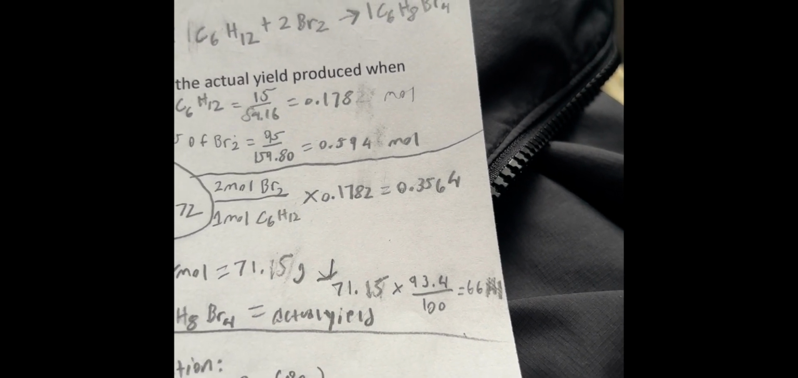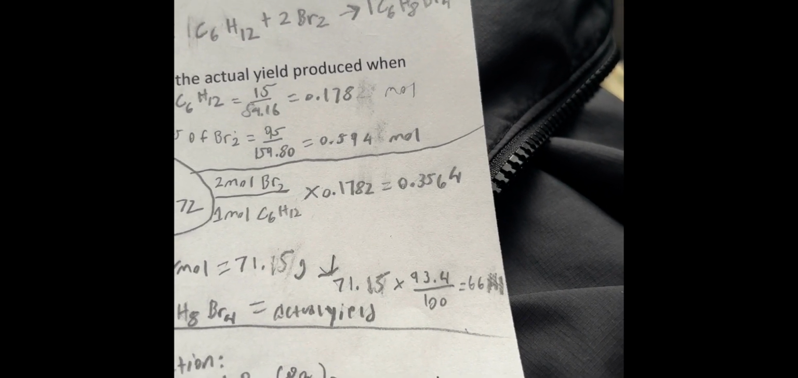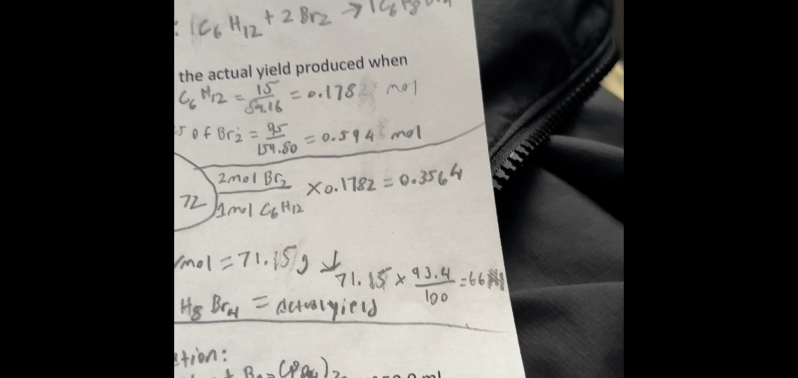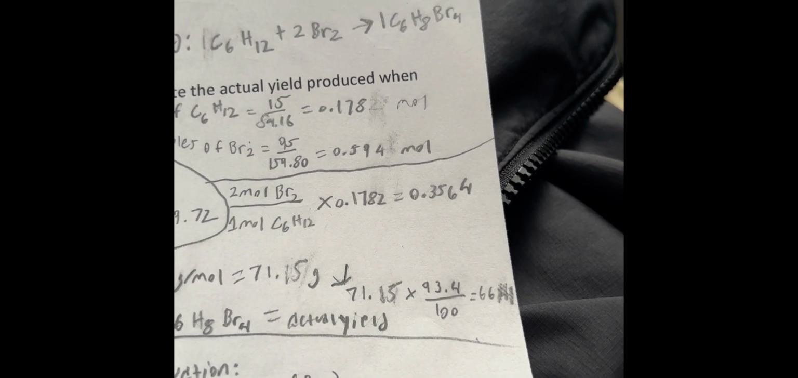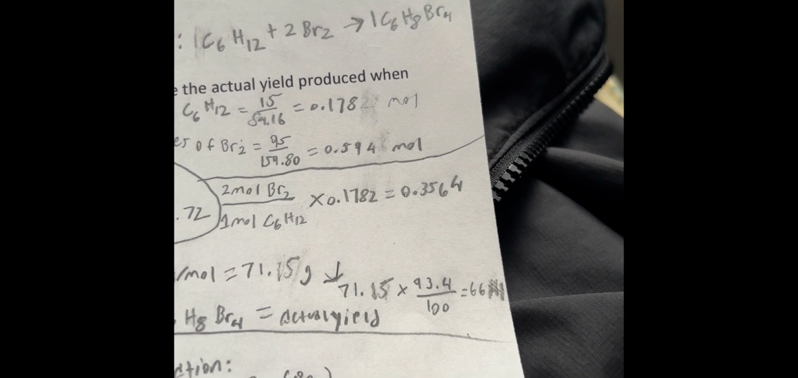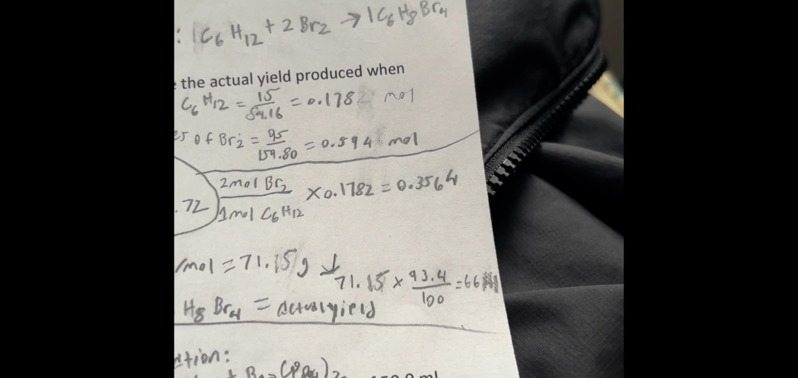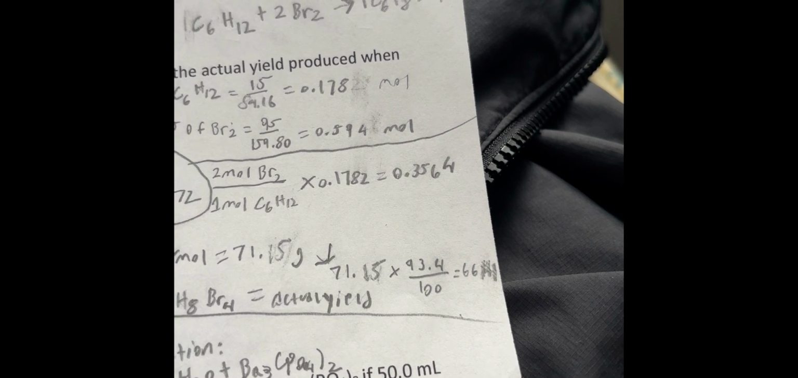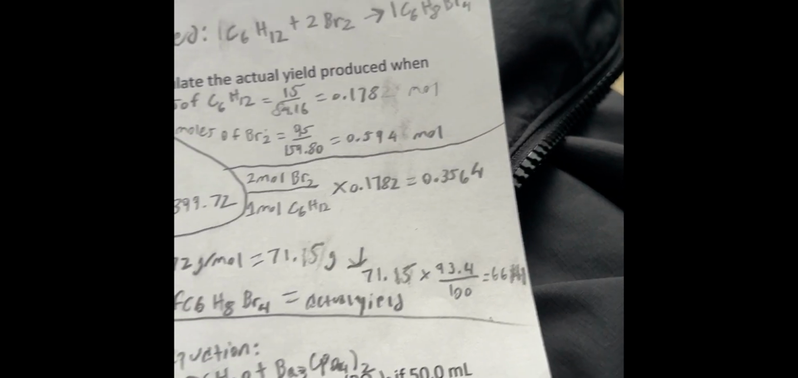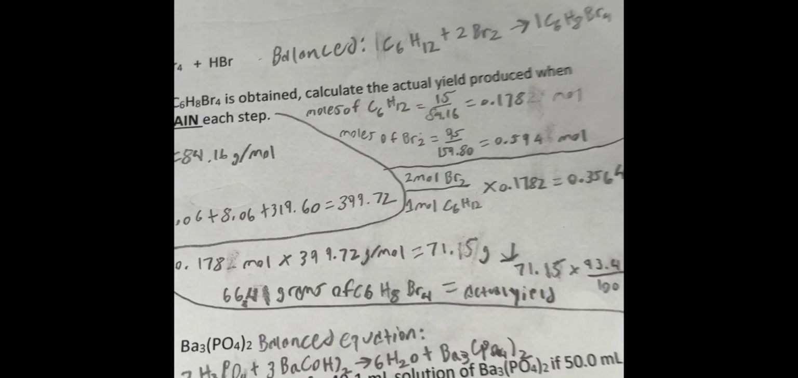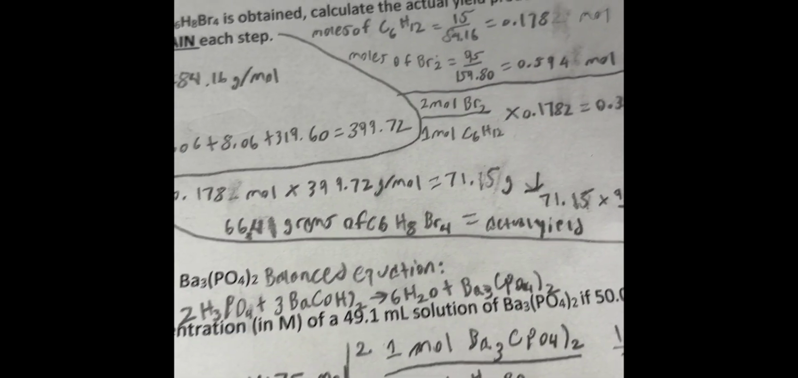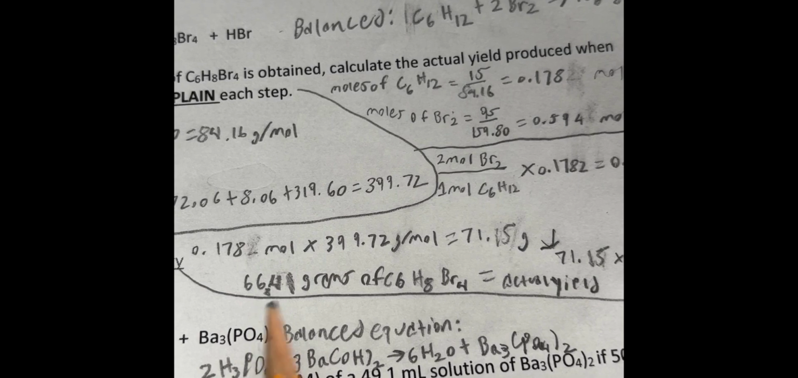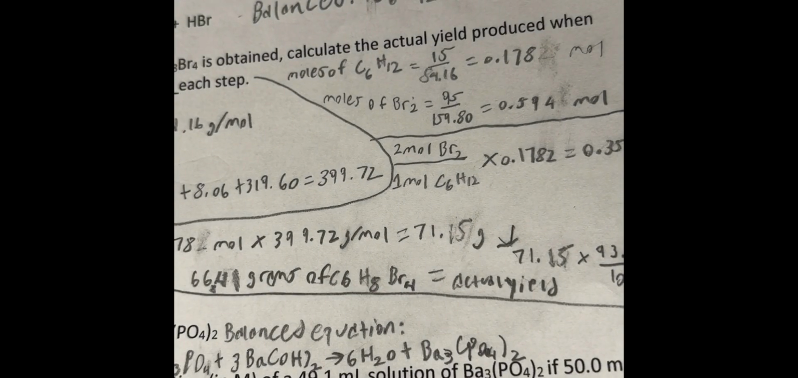Now from this, we can calculate the actual yield using percent yield. So to get percent yield, we do the actual yield over the theoretical yield, and we multiply that by 100. Now we need to rearrange this equation, so it'll be actual yield equals percent yield over 100 times the theoretical yield. So the given percent yield is 93.4%, so we divide that by 100, so it comes out to be 0.934, and to get the actual yield, we multiply that by the theoretical yield, 71.15, so 0.934 times 71.15 equals 66.41 grams being our actual yield.